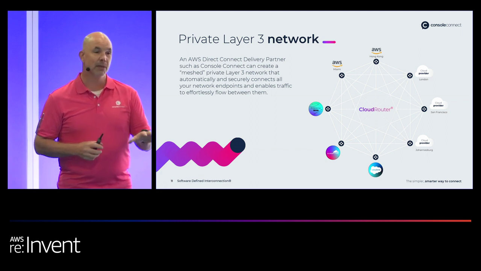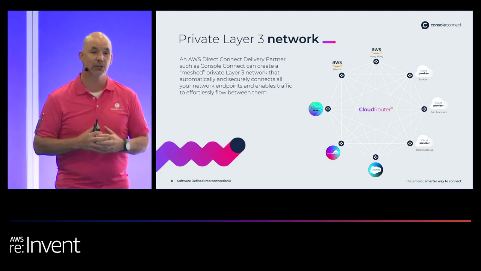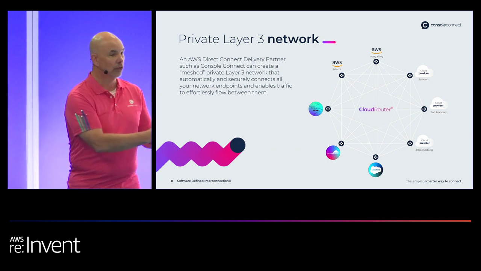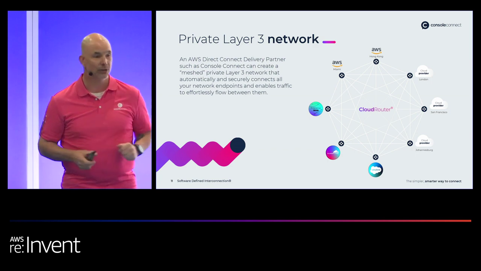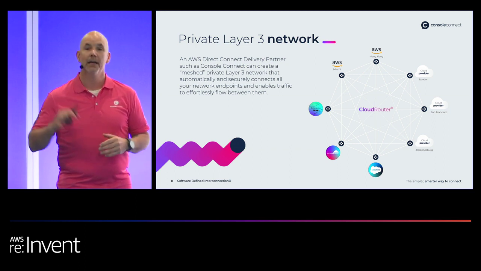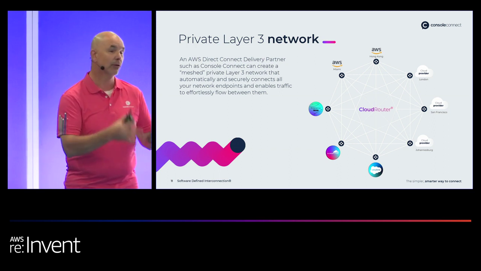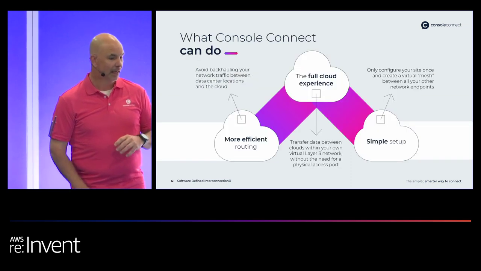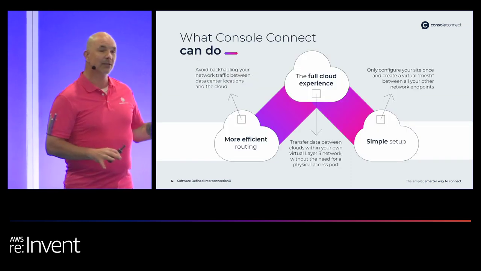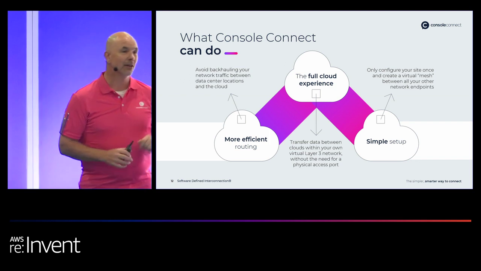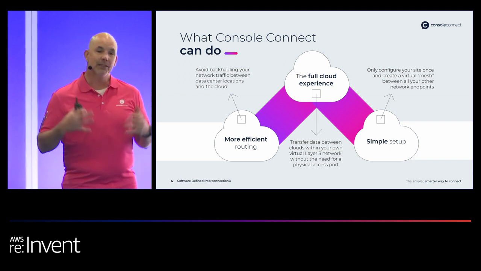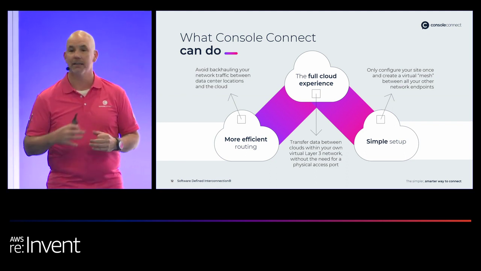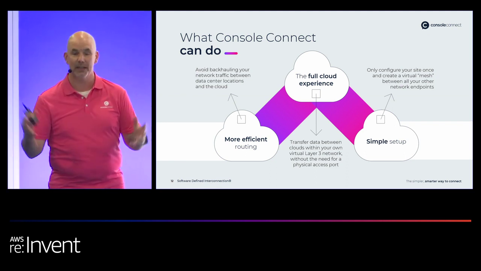Another really good benefit of our Layer 3 solution is that we put routing proximate to the on-ramps. So we're not going to backhaul your traffic halfway across the country just to route it for you. We're going to route it right there in the data center where that on-ramp exists. So what can Console Connect do for you? We've got a three-legged stool here. Obviously, more efficient routing. As I just mentioned, we don't backhaul your traffic excessively across our network.